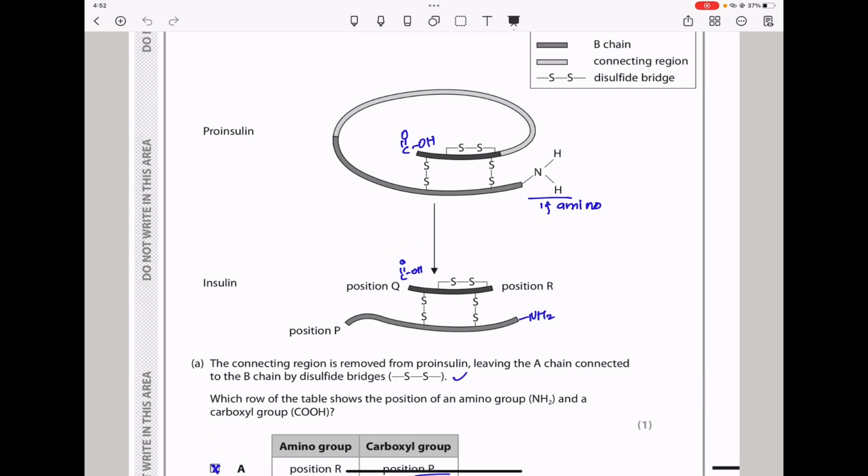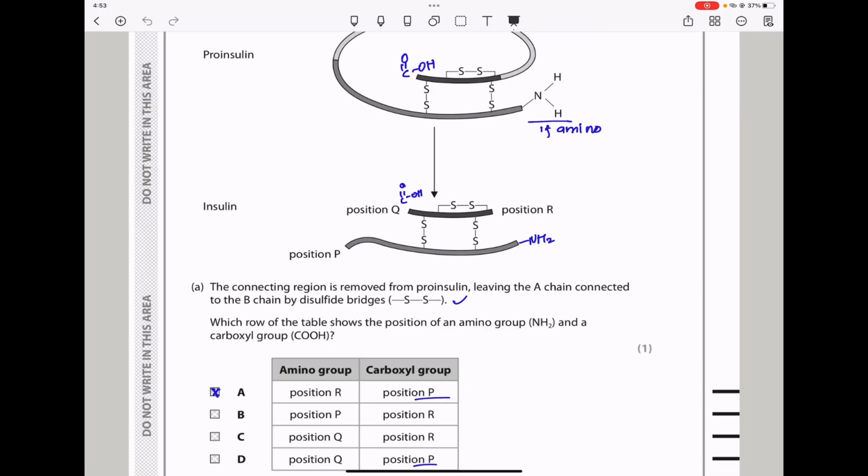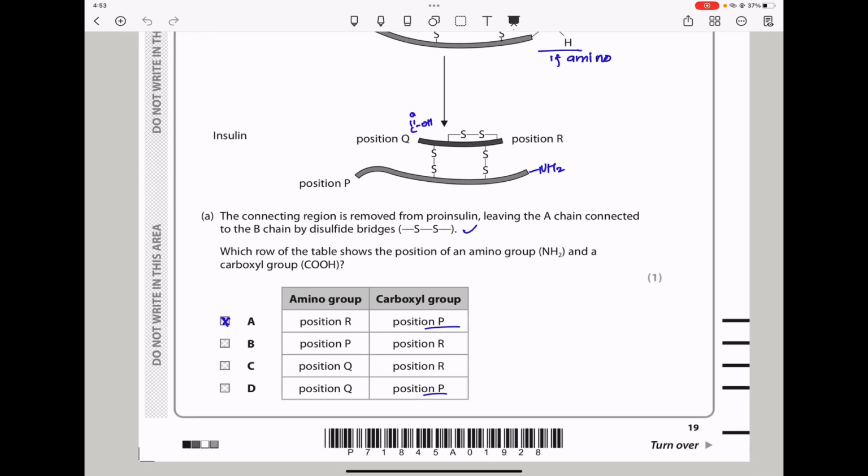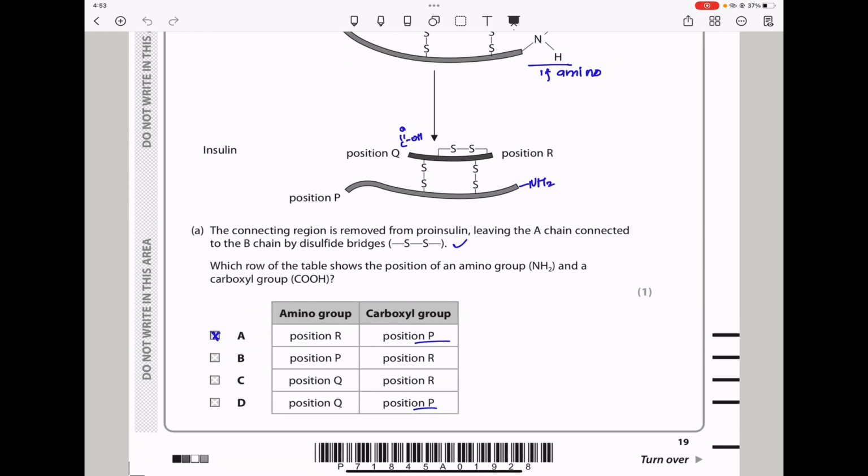Now if you go back here, this is an amino group, and that means this is going to be the amino group. And then if this is the amino group, it means we're going to have the carboxylic group, which is here. And for the carboxylic group to be here, it means the connecting region is going to have an amino group here and a carboxylic group here. And that means this is going to have an amino group, and therefore that is a carboxylic group. So here, the amino group is going to be at position R, and then the carboxyl group is going to be at position P. So A is my answer.